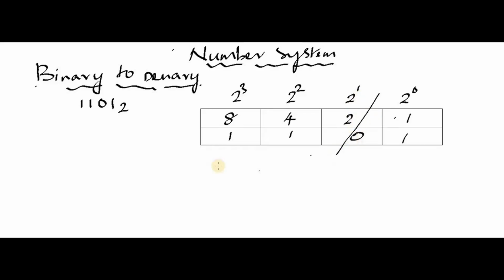Okay, now the final step is you have to add what is on the top. For example 8 plus 4 plus 1. You should not take 2 because we already struck out that one, isn't it? So now you add 8 plus 4, it is 12, plus 1, it is 13. Okay, 13 base 10. This is our final answer.